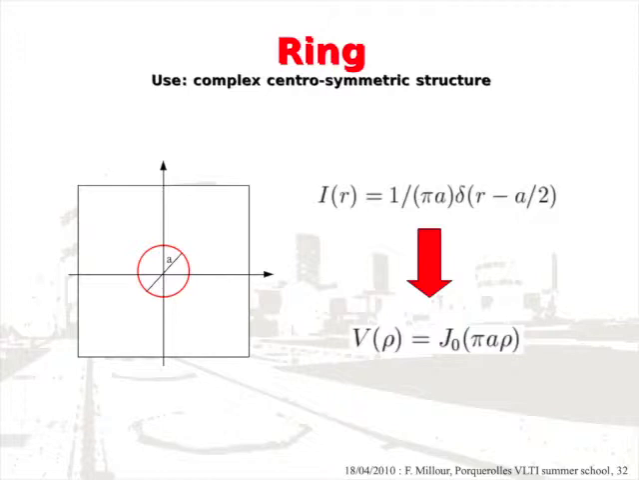Almost the last model you will use a lot is a ring model. You will ask, what kind of object has a ring shape? I will show it later. But basically, the visibility function of this ring model is a Bessel function of zero order, so it's quite easy to compute also.